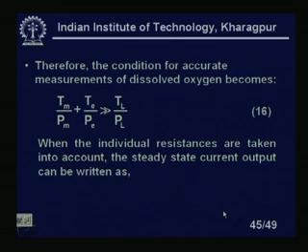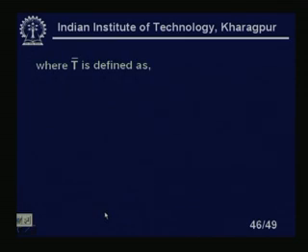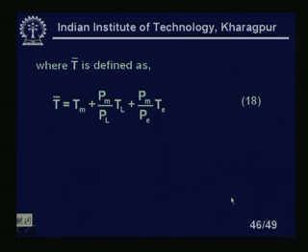When the individual resistances are taken into account, the steady state current output can be written as Is, the steady state current, equals N F A Pm by T bar into P0. These equations we have already written, so we have just modified them according to these expressions. Where T bar is defined as T bar equals Tm plus Pm by PL into TL plus Pm by Pe into Te. That is equation number 18.